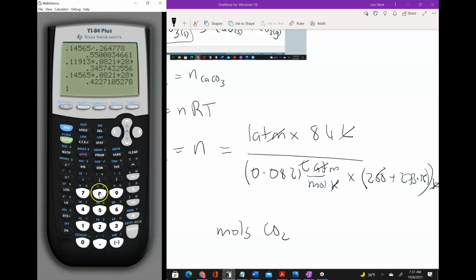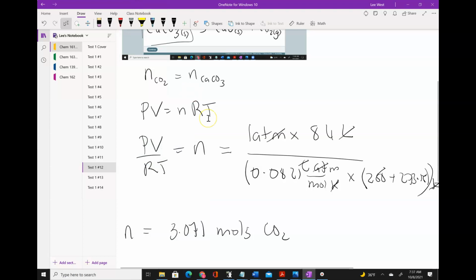Alright, so we are 1, we didn't really need to do the 1, do we? Times 84, divided by, all of this in parentheses, 0.0821, and then we want the temperature in Kelvin, so it's going to be 260 plus 273.15. Close all those parentheses off. There we go. And there's my moles of CO2. So it's 3.071. Okay, there we are. So, pretty happy with that.